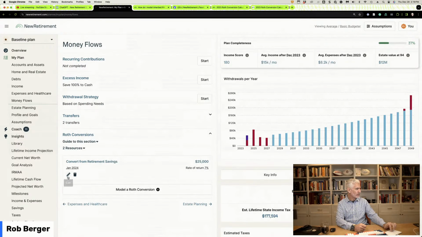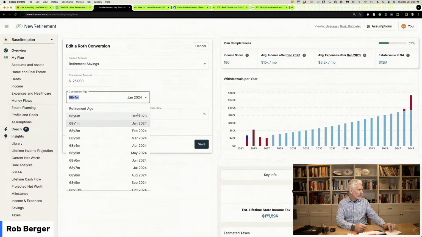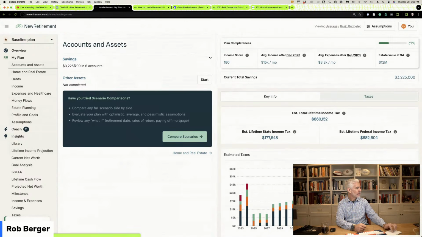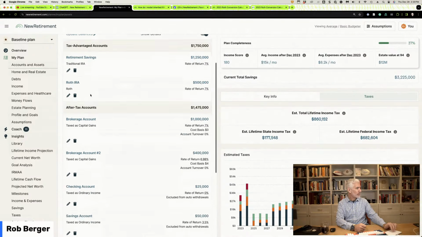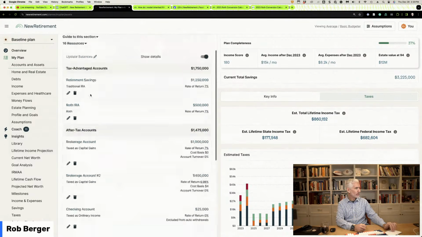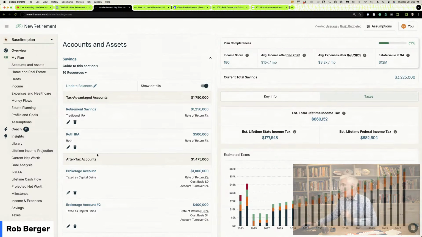Let me go back to this conversion for a second. Yeah, because you notice it doesn't have me pick the Roth account. I wonder what happens if I make this in December. I'm pretty sure it creates a Roth conversion account, but I don't see it here. But I'm pretty sure it does. Anyway, so there you go. I know I went off the rails there.